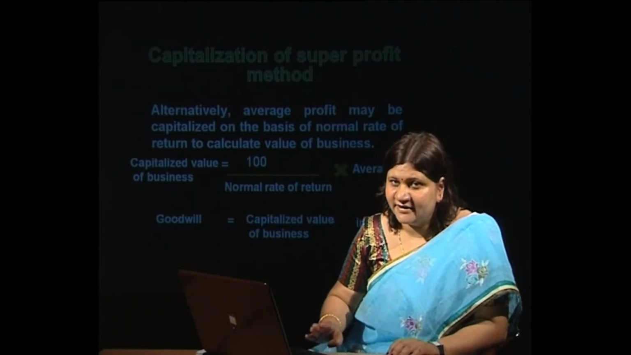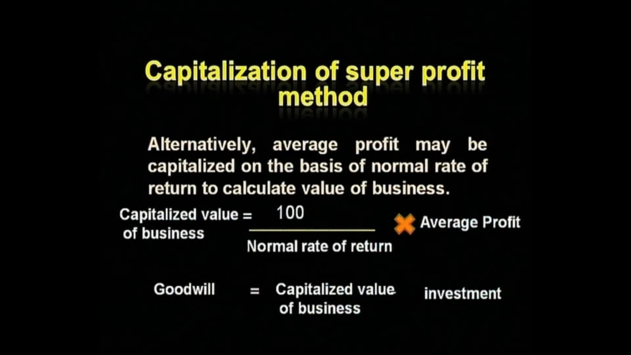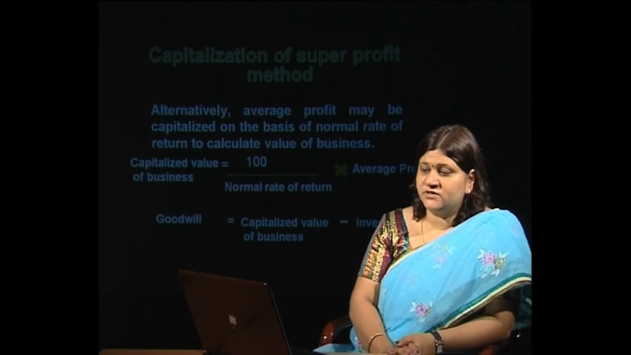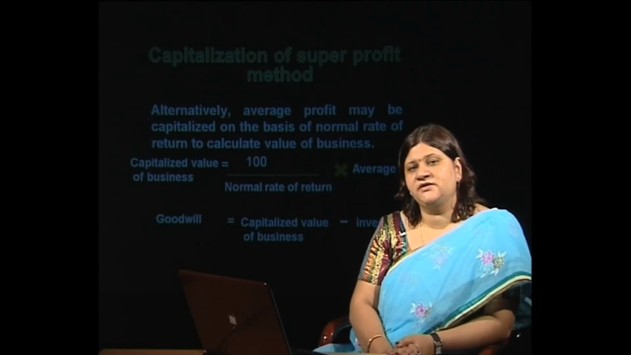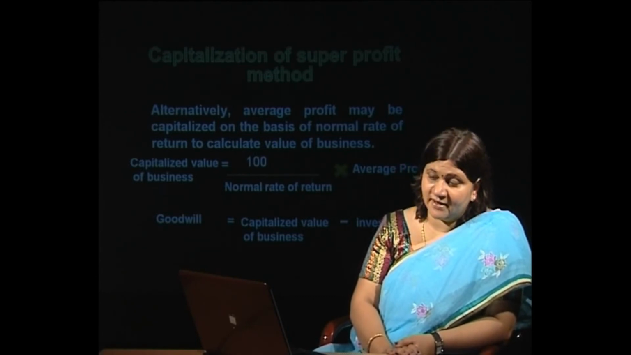So let us highlight the formulas being given. Under step 1, the capitalized value of business would be ascertained as 100 divided by normal rate of return into average profits. Then we are with the capitalized value of business from this formula. The second formula to be applied is goodwill is equal to capitalized value of business minus investments so made or the capital employed. So the basic mechanism of computation of the goodwill using the capitalization method is clear to us. We can take up certain figures so that we can understand it in an elaborated manner.